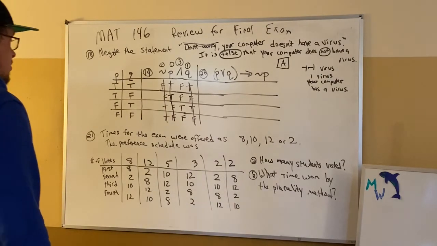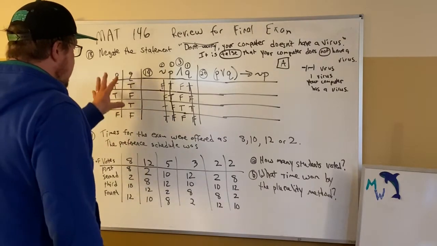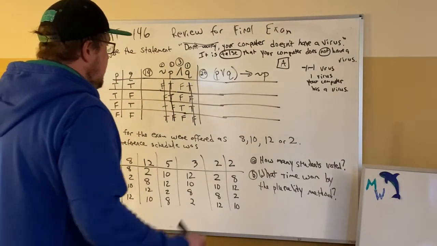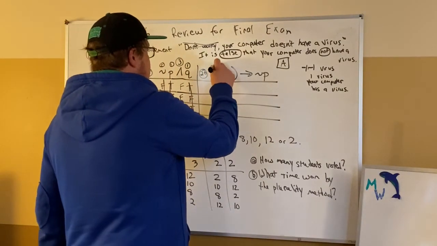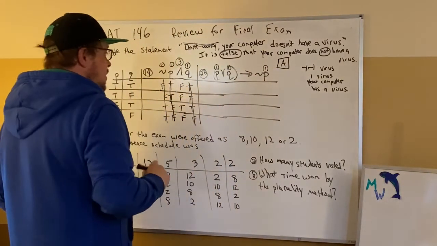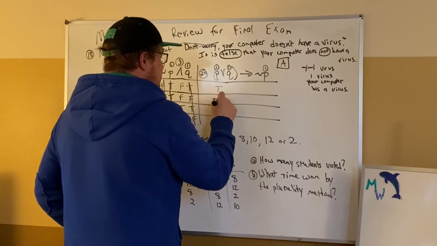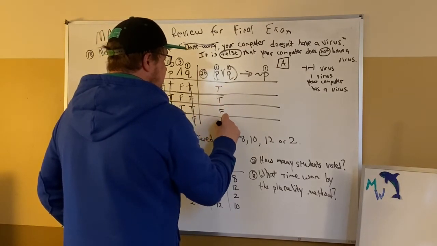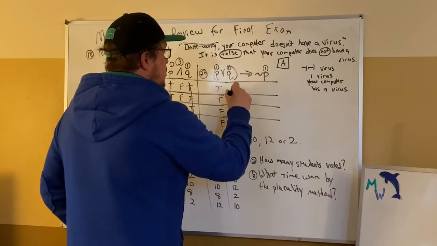Number 20 is using the same values of T and F in the same order. We now have 3 places where we have to insert values of P here, values of Q here, values of P here. Every time we have P, it's TTFF. Q is TFTF.